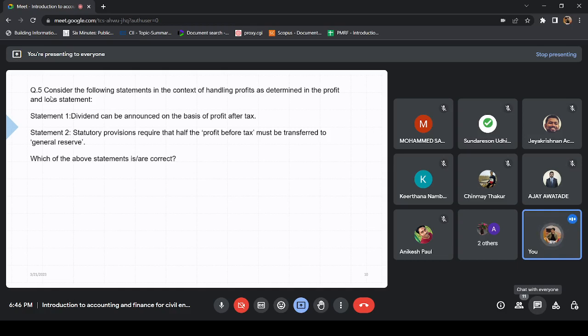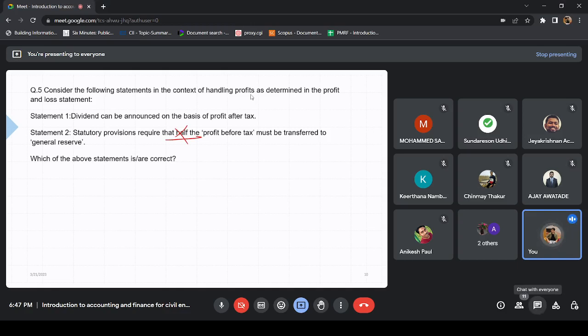So now the question comes. There is a statement: statutory provisions require that half the profit before tax must be transferred. This dividend could have been any number, right? If you have to increase the capital of your company, you will have to withhold more of the earnings that you are getting. So half the profit before tax, actually there is no such thing. So that makes statement 2 false. What about the rest of the part, must be transferred to the general reserve? Okay, I will leave it to you.